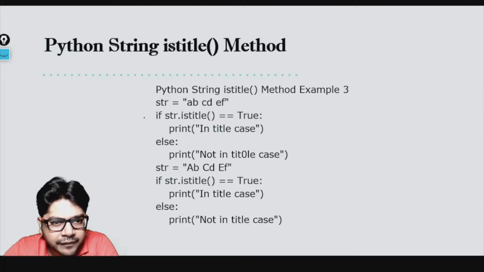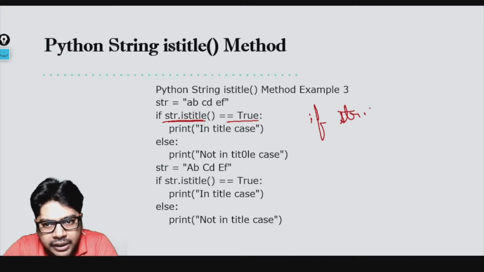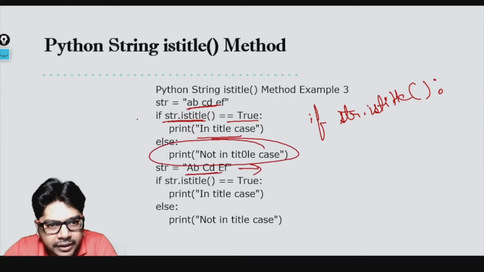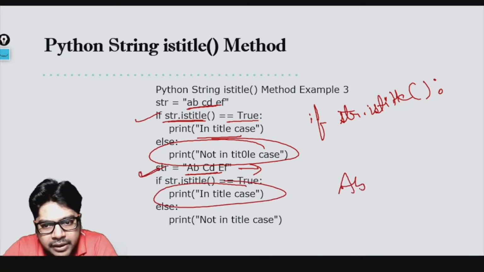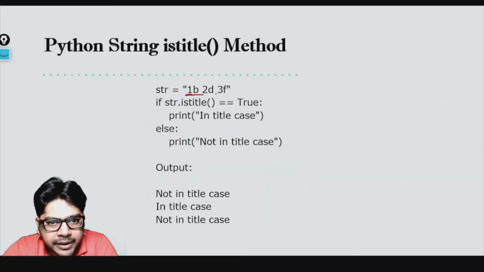Similarly, we can use it with the if else statement also. If str dot isTitle is equal to true, or you can directly write if str dot isTitle, that much also is going to work. So here for this one it is going to give you false, for this one it is going to give you true. Like here it is going to give you not in title case. For this string you will get in title case. Why? Because you have A b and then a space, C d and then a space, E f. So you'll get true for that. Another one, 1b 2d cf. For this one you are going to get not in title case.